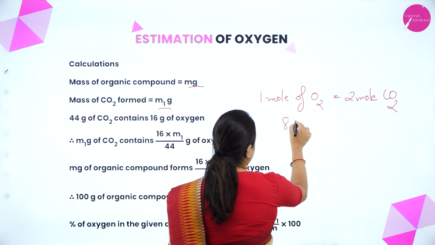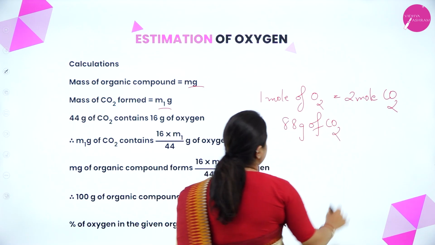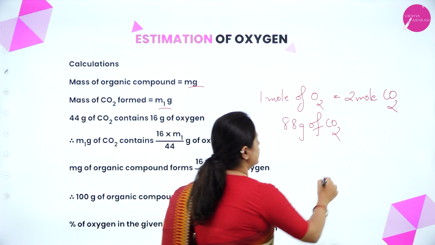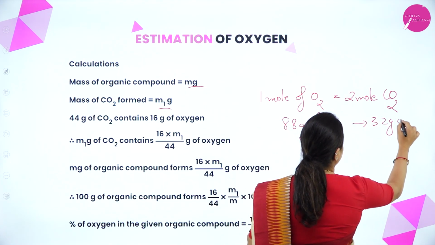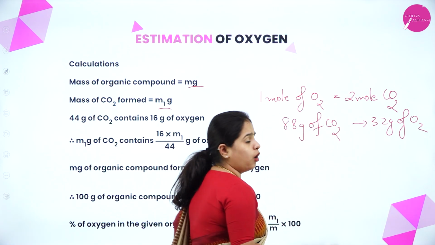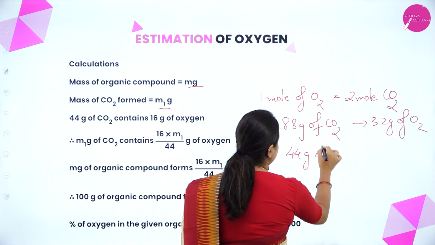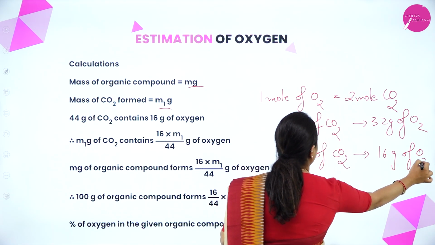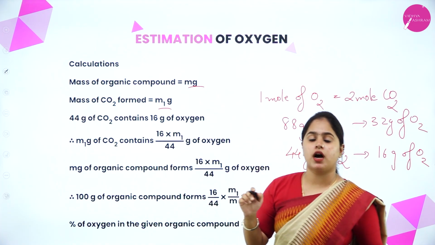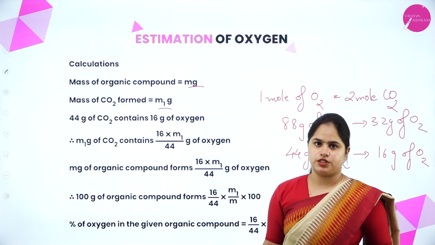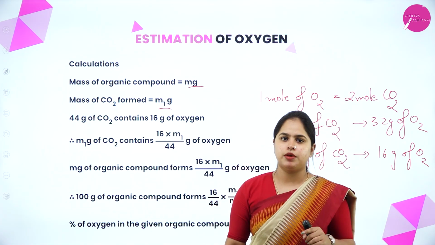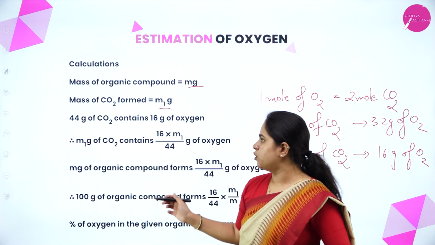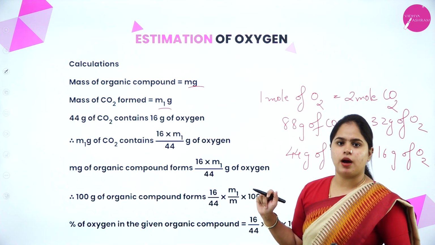So 44 gram of carbon dioxide contains 16 gram of oxygen. How is this calculated? 88 gram of carbon dioxide, that is 2 moles of carbon dioxide, will contain 32 gram of oxygen. Then how much will 44 gram of carbon dioxide contain? 44 gram of carbon dioxide will contain 16 gram of oxygen. So 1 mole of oxygen which is liberated will give 2 moles of carbon dioxide.